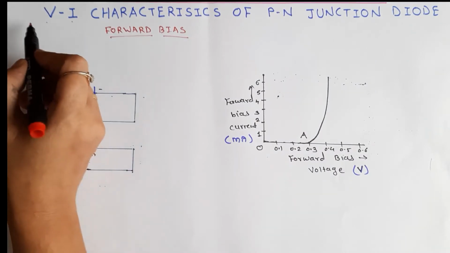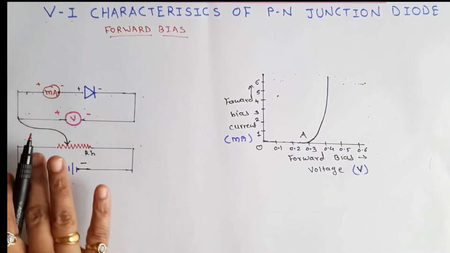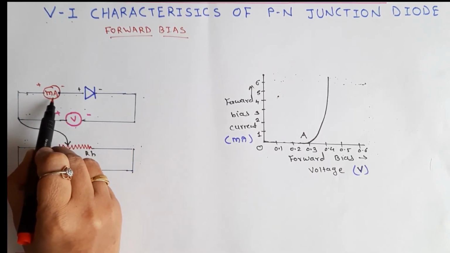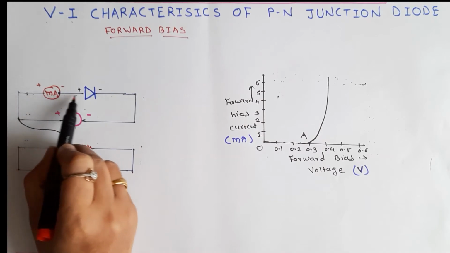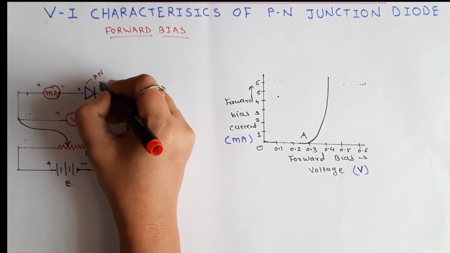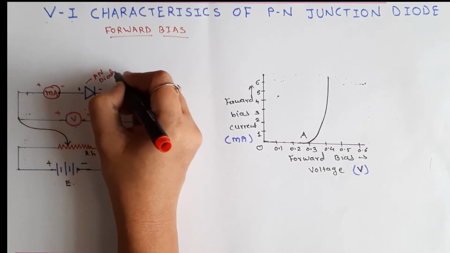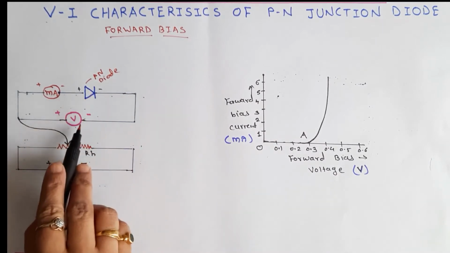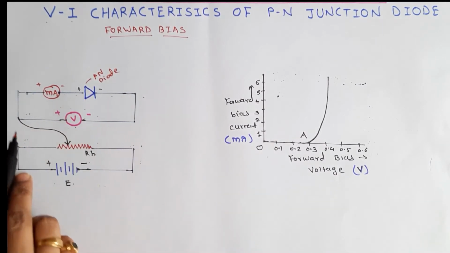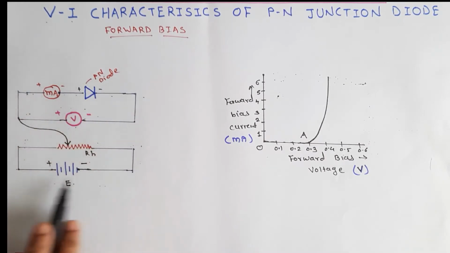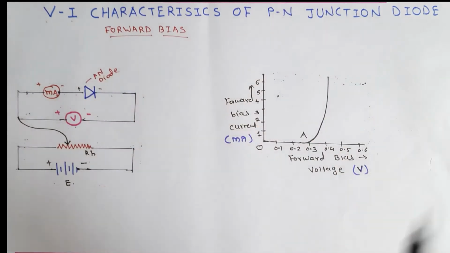Now to get V and I, we have to make an arrangement like this, in which the milliammeter is used for the forward bias and is always in series with this diode. So this is the PN junction diode. Now this voltmeter is connected in parallel to it, and the source is connected through the rheostat. So this is the arrangement for the characteristics of PN junction diode.